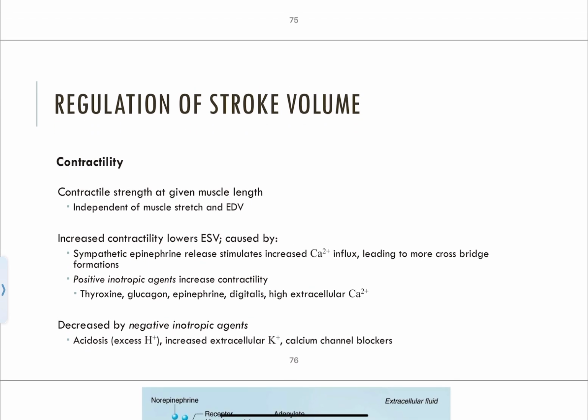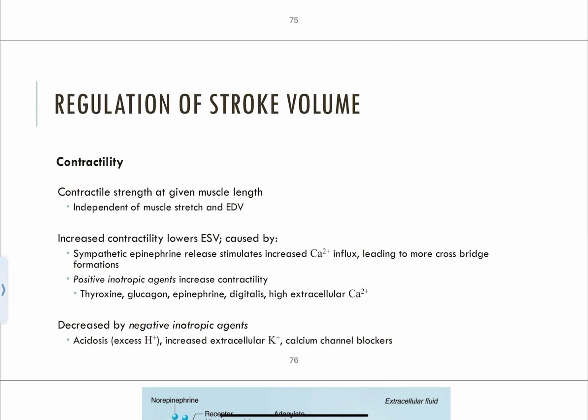Okay, the second thing that can affect stroke volume is contractility. So contractile strength at a given muscle length is going to be independent of the stretch, meaning it's also independent of the end diastolic volume. Increased contractility is going to lower the end systolic volume.